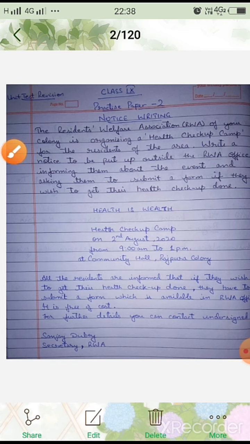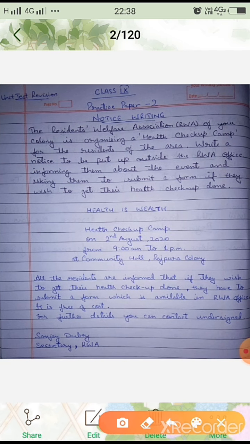Then after this, the undersigned, who is this undersigned? Undersigned means the person who is writing this notice. So it is Sanjay Dubey, and who is he? Secretary of the Resident Welfare Association. Fine. After this we shall do email writing.